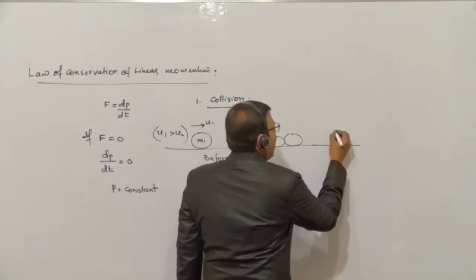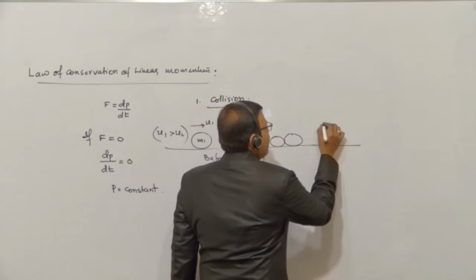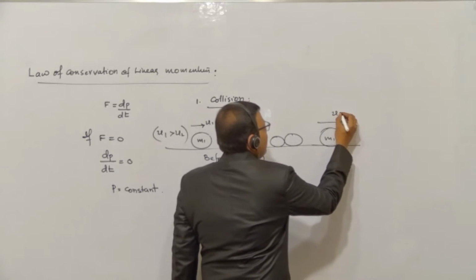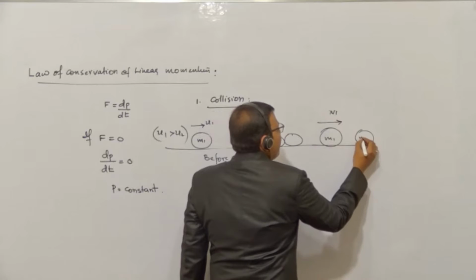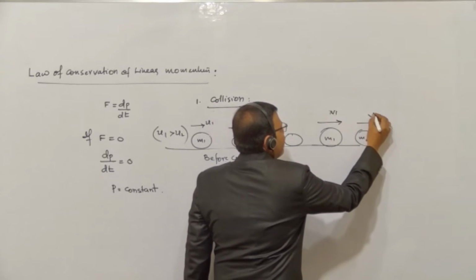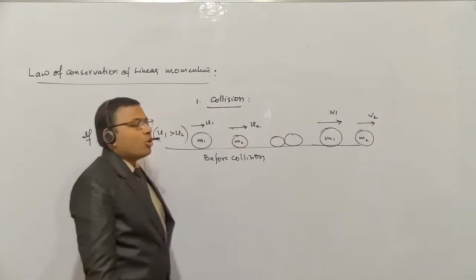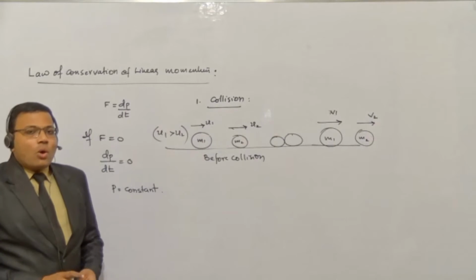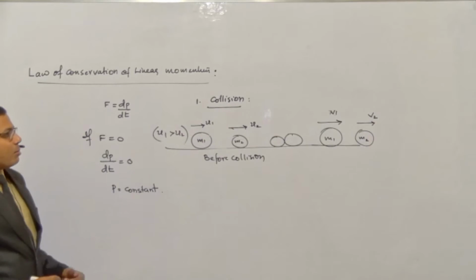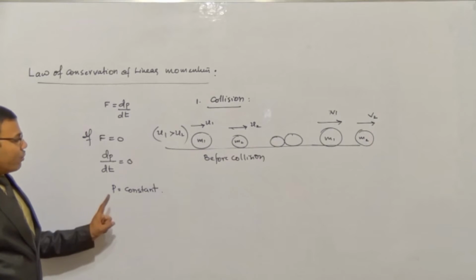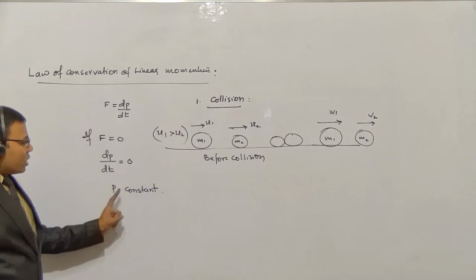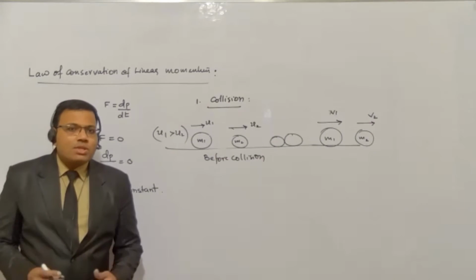After collision, just imagine a body of mass m1 is moving with the velocity v1, and the body of mass m2 is moving with the velocity v2. Both are moving in the same direction. Now, as per the law of conservation of linear momentum, how to apply this? See, the one condition is that if the net force acting on the system is zero, then the momentum is conserved. That means momentum is constant.